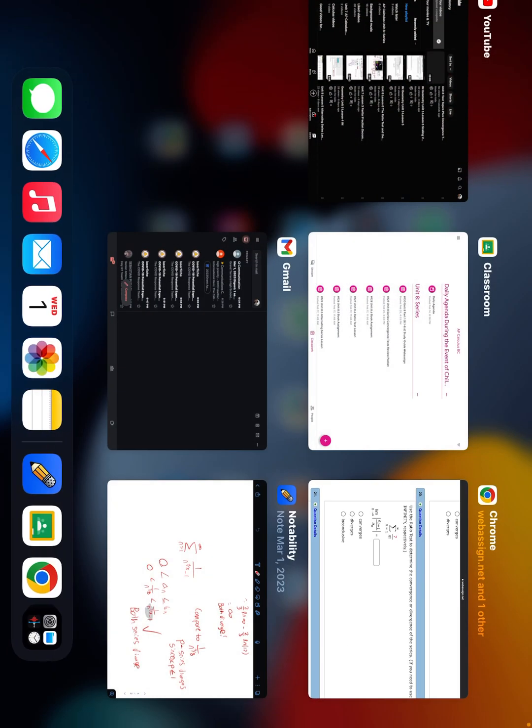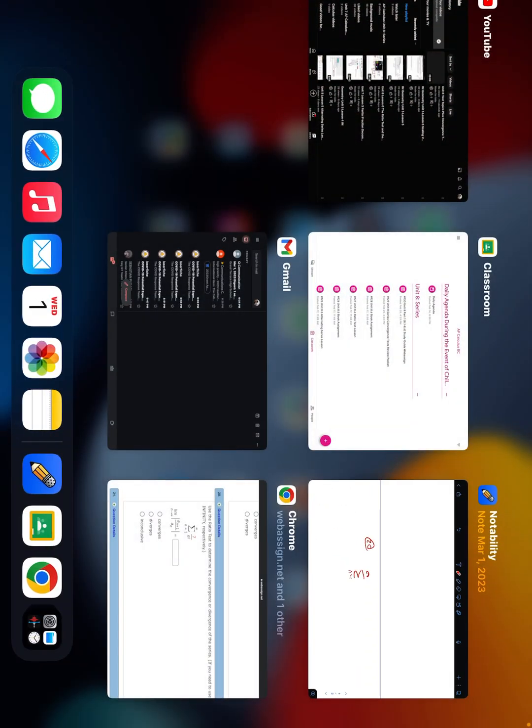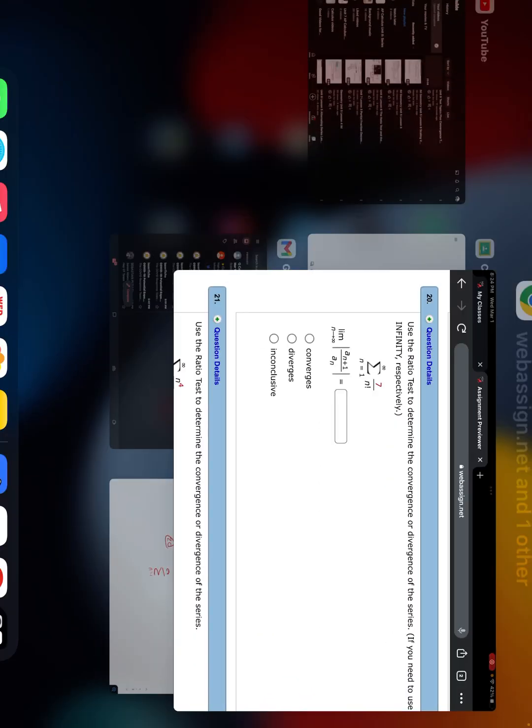So we have the sum. It's number 20. The sum from n equals 1 to infinity of 7 over n factorial.